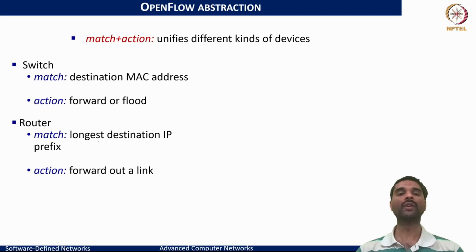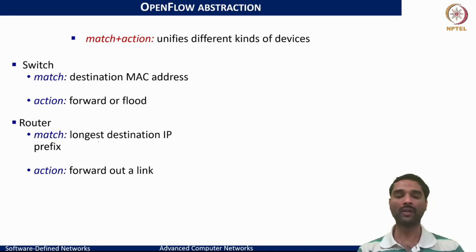At first is the switch. And if you think of a switch, what it would do is match on the destination MAC address. And then if it finds an entry in its table, it would forward to one of the outgoing ports. And if it doesn't have any match, it would just flood on all the other ports other than the incoming port.